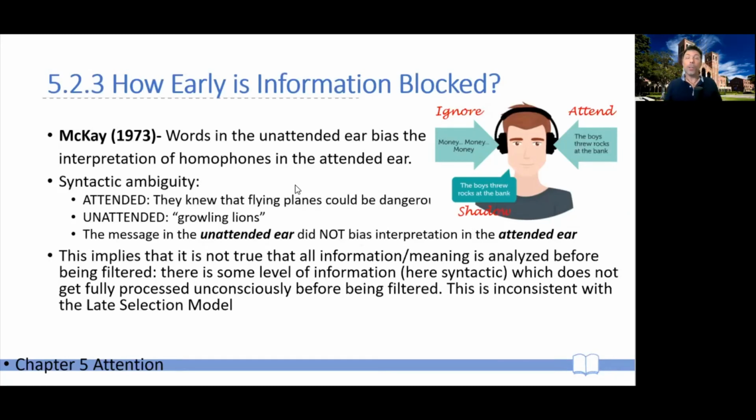They could never get a message in the unattended ear to prime the interpretation of a syntactic structure heard in the attended ear. So while on the one hand, the first part of this experiment is in favor of the late selection model, this second finding does imply that not all information, not all meaning is fully analyzed before being filtered. Some amount of meaning, maybe the lexical, gets analyzed, but some other part of the meaning, the syntactic, probably does not get analyzed, because you cannot use the same strategy to prime the interpretation of the attended message. And this is inconsistent with the late selection model.